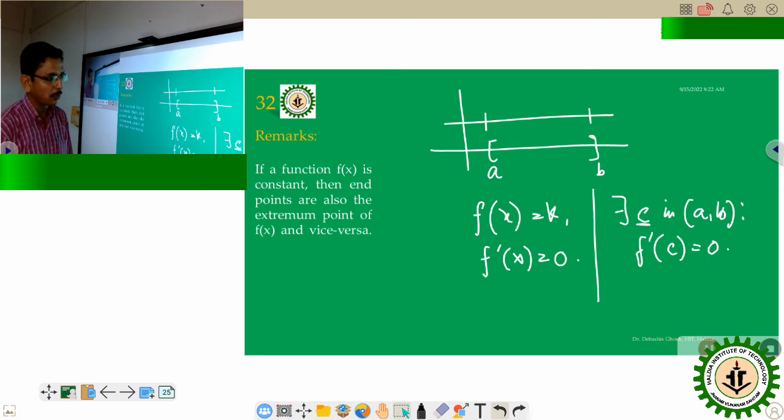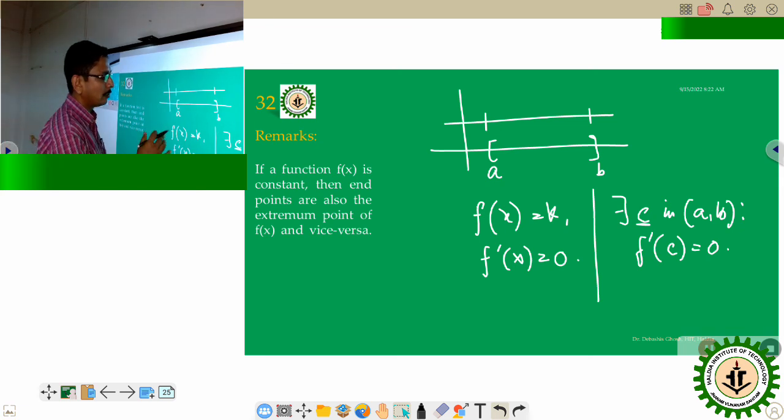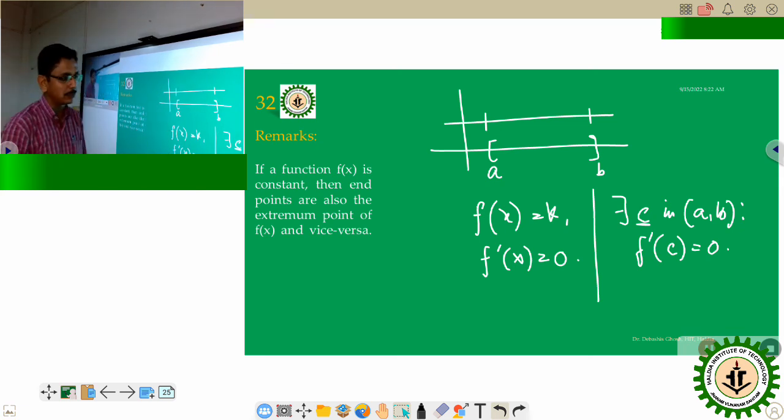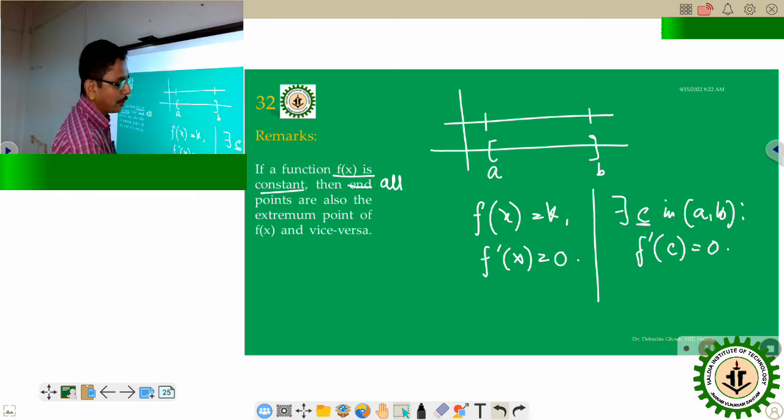That is, when f(x) is constant, then not only n points but all the points are extremum points. We know that to find the extremality of a function at some point, we need to compute f'(x) = 0. So that's all for Rolle's theorem statement and its consequences, with some examples that we have verified.